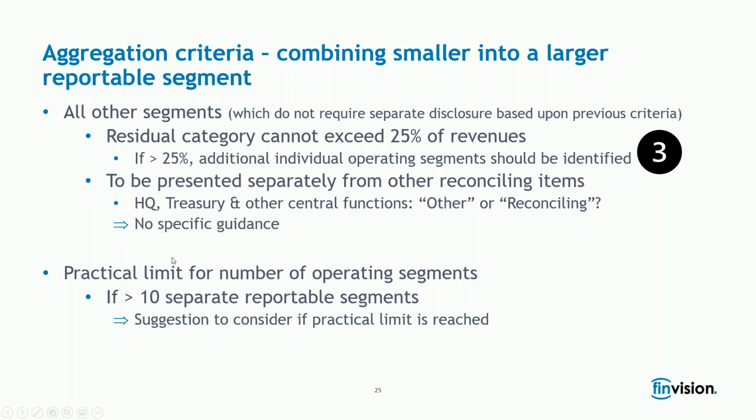IFRS 8 also includes a practical limit on the number of reportable segments. It's not a clear-cut, hard definition. It's a suggestion that if you reach more than 10 separate reportable segments, you should consider whether you're at your limit and reconsider some of the judgments you have made.